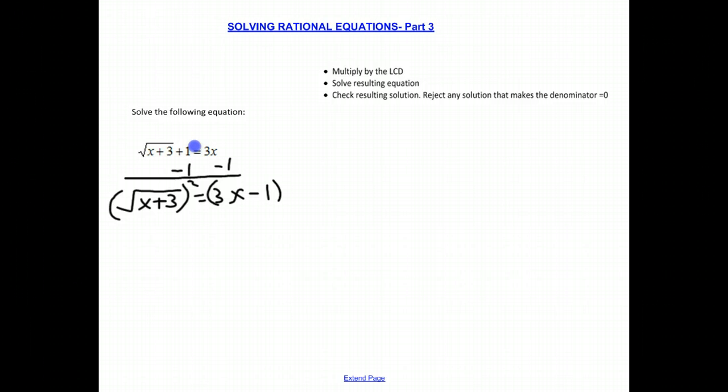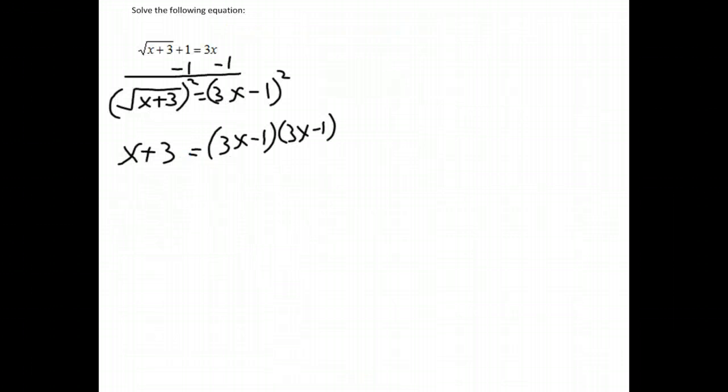Which you're allowed to do in any equation. You could do this as long as you do the same thing to both sides, you're fine. So we square both sides, and on the left side we're going to simply get x plus 3, which makes things a lot easier. On the right side you're going to have to use FOIL, and just to remind you how this works, 3x minus 1 squared is the same as 3x minus 1 times 3x minus 1. And we'll use FOIL to combine the factors.